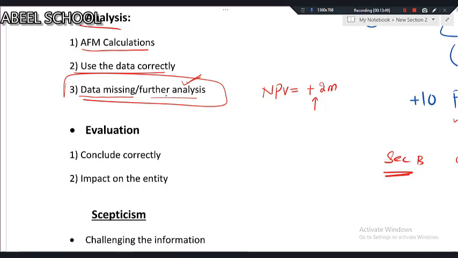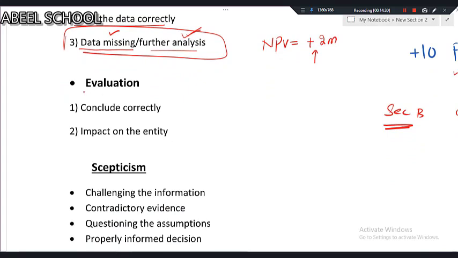Another example of this data missing could be, for example, the NPV of the project is negative. Negative means you are going to reject the project. But before rejecting the project, you should discuss in the exam that before rejecting this project, the organization should try to evaluate the associated real option with this project, and the final decision should only be made after calculating the value of the real options which are associated with this project. Now you're talking about data missing also. We'll be discussing these things in our syllabus, don't worry at all.